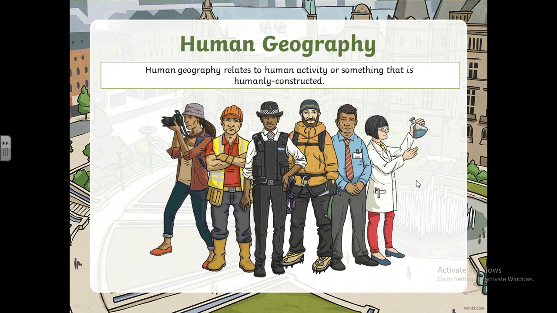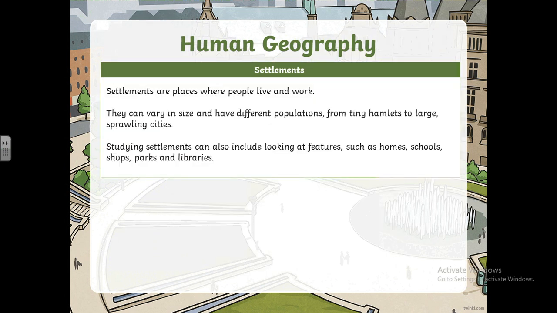All of these jobs, what's the word? I can't think of the word. Contribute. They contribute to human life in some way or another. So that's a form of human geography. They might include settlements. They're places where people live and work. They can vary in size and have different populations, from tiny hamlets, so that's something that's even smaller than a village, just maybe a couple of houses, to large sprawling cities like London. Studying settlements can also include looking at features such as homes, schools, shops, parks and libraries.